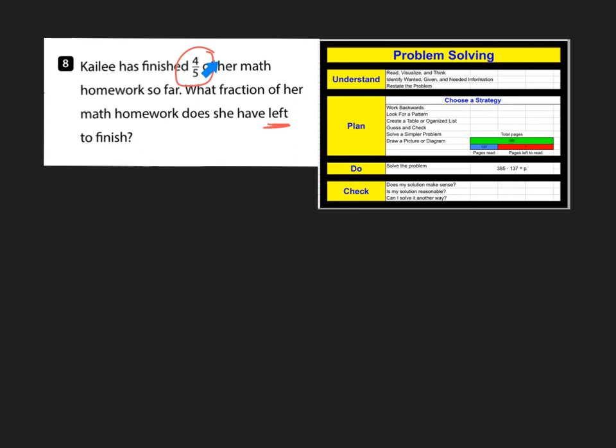Kaylee finished 4/5 of her math homework so far. What fraction of her math homework does she have left to finish? So the total of all of her homework is going to be 1 whole, and this is what she has done so far. So we have 1 whole minus 4/5. But we cannot subtract a fraction from a whole number, so we are going to have to convert our whole number. And remember, denominators must always stay the same when subtracting. So 1 whole is equal to 5/5 minus 4/5 equals x.